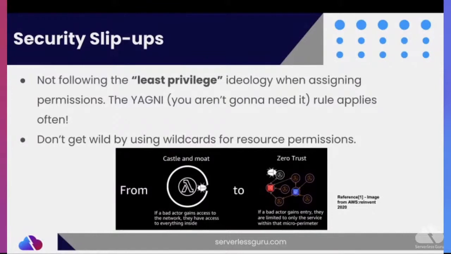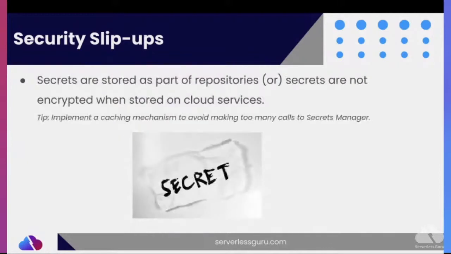Wildcards might seem like the easiest thing to do. You just want to use wildcards and be done with it, but you shouldn't be doing this. Even when handling sensitive information like API keys or connection strings, they shouldn't be hard coded in your code base and committed to your repositories. You want to use managed services like Secrets Manager to always place these sensitive items there.